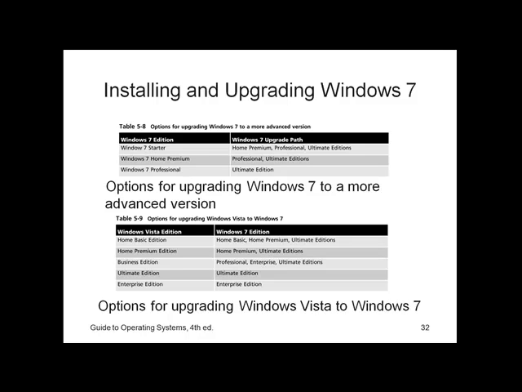And there are the options for upgrading from Windows Vista to Windows 7. Home Basic Vista can go to Home Basic, Home Premium, or Ultimate editions of 7. Home Premium Edition can be upgraded to Home Premium or Ultimate editions of 7, and Business Edition of Vista can be upgraded to Professional, Enterprise, or Ultimate editions. The Ultimate Edition of Vista can be upgraded to Windows 7 Ultimate only, and the Enterprise Edition of Windows Vista can only be upgraded to Enterprise of Windows 7.